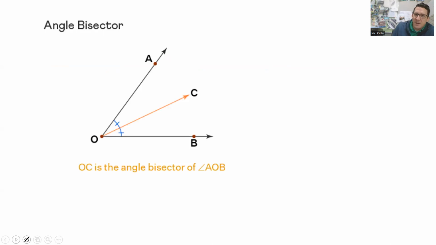An angle bisector, this one is probably the easiest. It bisects an angle, right? So remember bisects. We've talked about that word many times. Bisects means to cut into two equal pieces, cuts in half. To bisect something means you cut it in half, two equal parts.